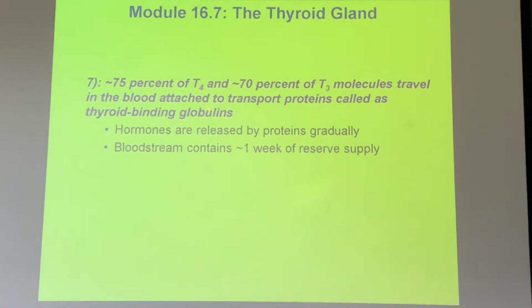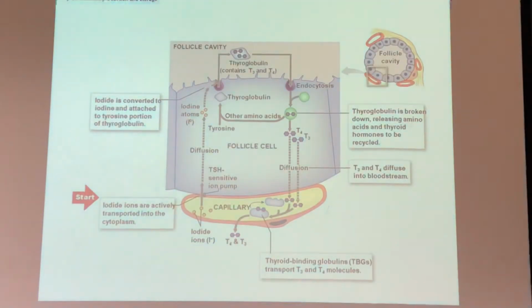Usually 75% of T4 molecules travel in the blood attached to proteins called thyroid binding globulins. Globulins are always proteins. And this figure shows the thyroglobulin inside the colloid, and this protein is formed. Then when the hormones T4 and T3, which have iodine, are released, they go to the blood vessel.